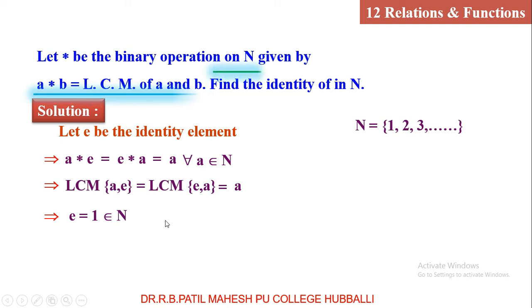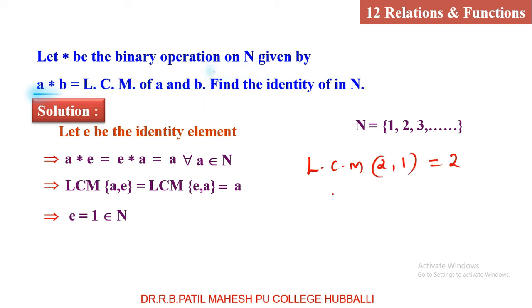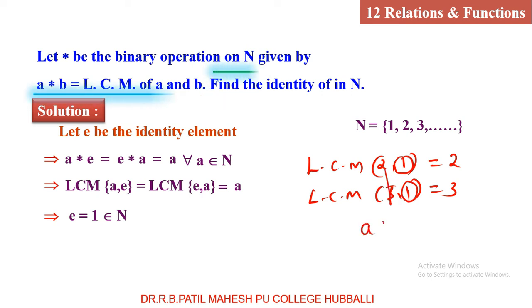Dear students, set of natural numbers. Any two numbers you take. LCM of 2 and 1, how much am I going to get? 2 only. LCM of 3 and 1, how much? 3 only. It means that I am taking the element 1 with all the natural numbers. That is nothing but A star E is equal to A only we are getting.